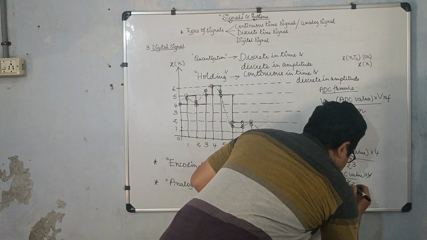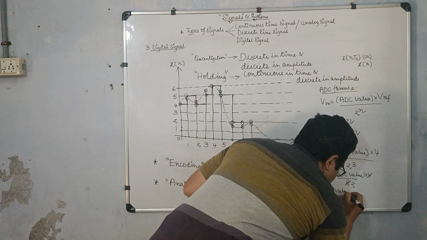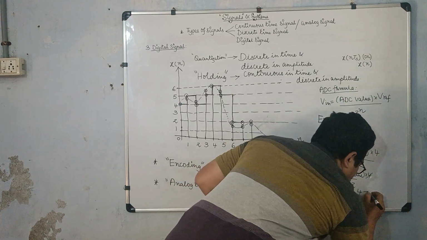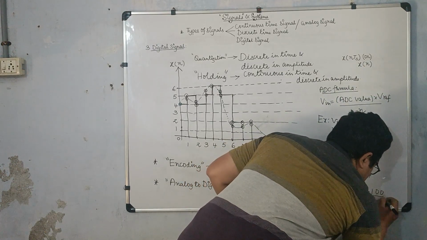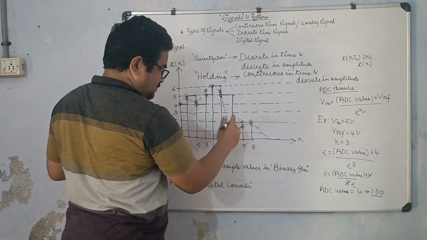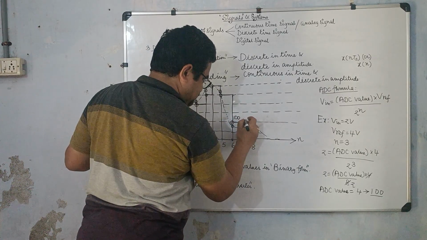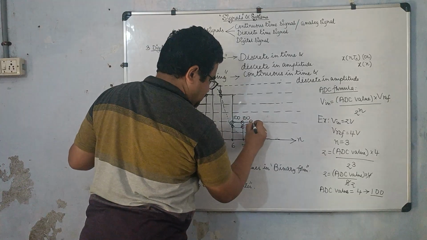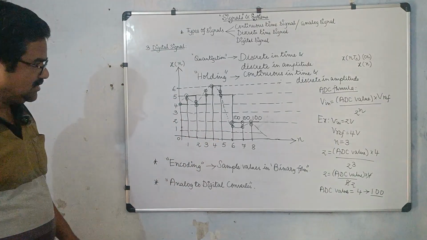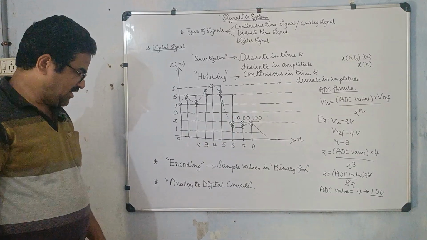Okay, 4 2s are 8, so 2 2s are 4. So what is my ADC value? It is equal to 4. 2 2s are 4. So what is 4 in binary? 1 0 0. So how are you going to encode this 2? You are encoding it as 100. Okay, so here also it is 2, once again 100. It is 2, once again 100. So in such a way you are encoding these values in terms of binary form.